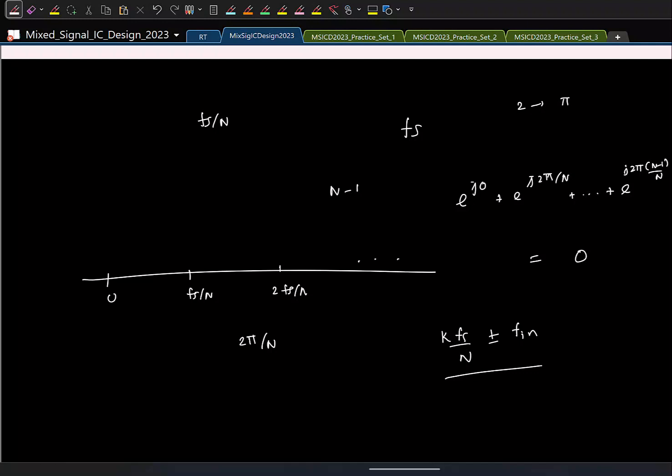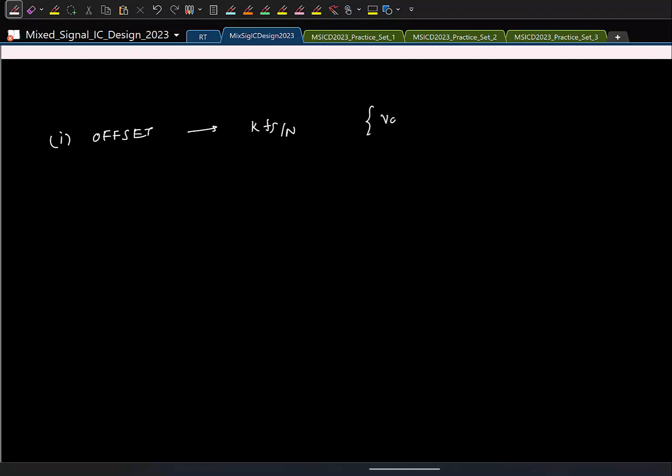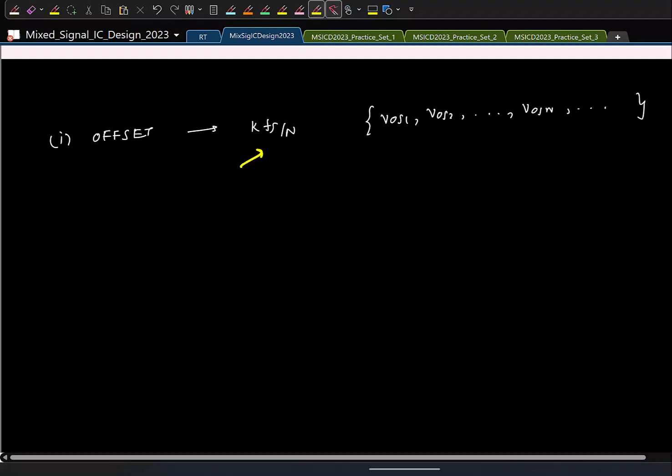So the bottom line, when you do this time interleaving, you can have 3 different issues. One is the mismatches in the offsets of the ADCs, and if you have mismatches in the offsets, what will be the additional frequency components that we will see? We'll basically get the tones at k fs by n, because offset was simply adding an error sequence, a periodic sequence with a period of n samples. So the additional tones we'll get is just this.